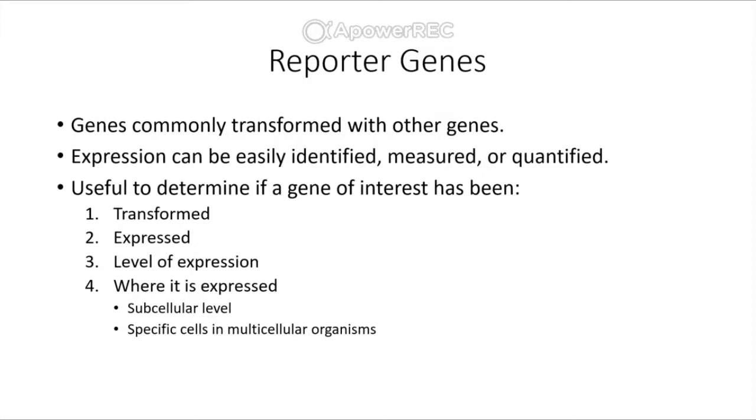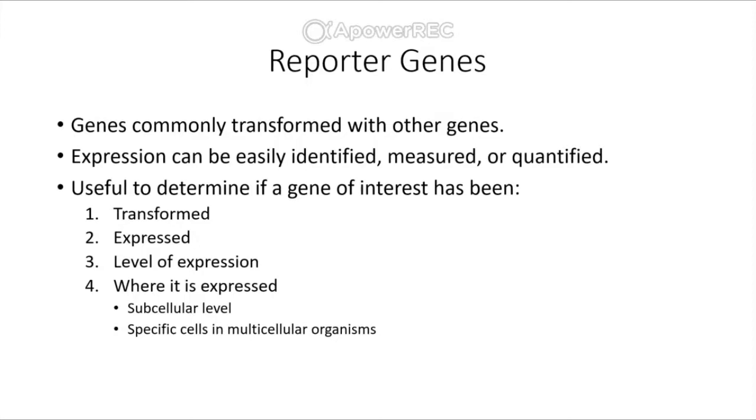So unlike pyruvate dehydrogenase, where we can't see it, it's not very easily identifiable within the cell. If we add our GFP to that same vector, we can definitely measure how much GFP is being produced by how brilliant green it is. And in that way, we can determine, by proxy or relatively, how much pyruvate dehydrogenase is being made. So reporter genes can be useful to determine if a gene of interest has been, first of all, transformed.